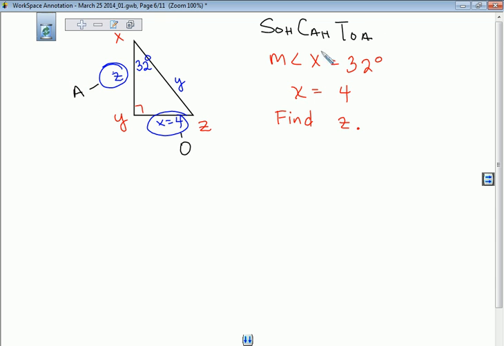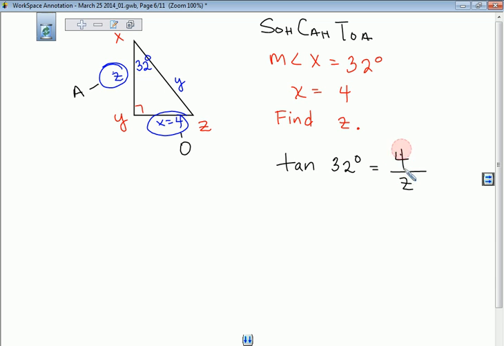SOHCAHTOA. Which trig ratio involves opposite and adjacent? TOA, tangent. TOA is how we remember that: opposite over adjacent. So tangent of 32 degrees is equal to the opposite over the adjacent.